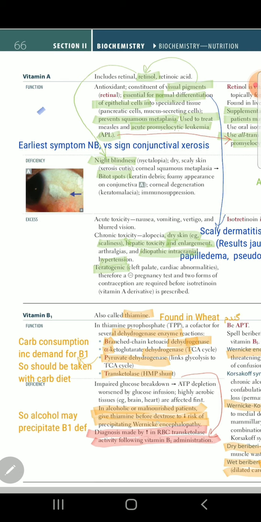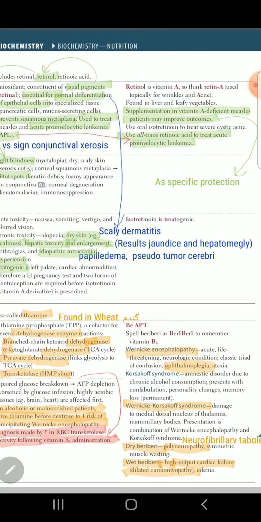That is asked. We should know the mechanism as well: alcohol may precipitate B1 deficiency, and the other is that carb consumption increases demand for B1. So it should be taken with a carb diet, because B1 metabolizes carbs, specifically glucose, and is found in wheat.